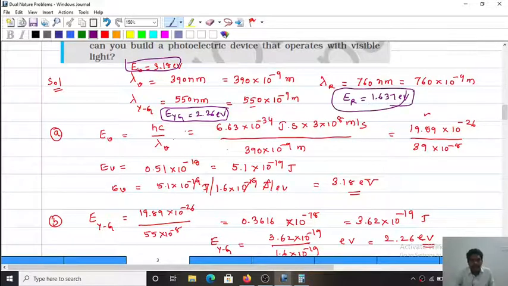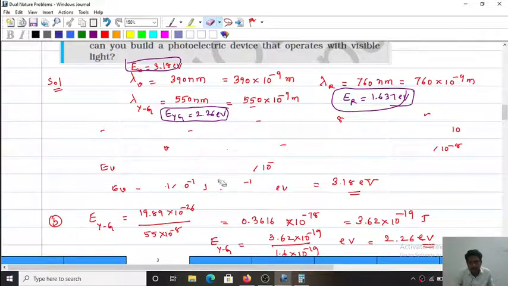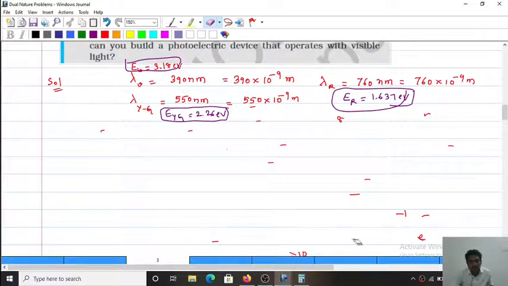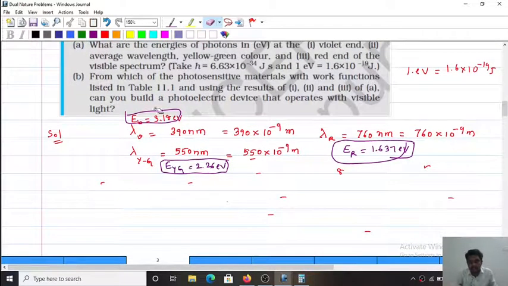So I will remove the remaining so that it is easy to do the other problem. Better to remove this one. Okay, so the next part of this question is given here, we will see the next question. So from which of the photosensitive materials with work functions listed in the table? So we don't know that one.